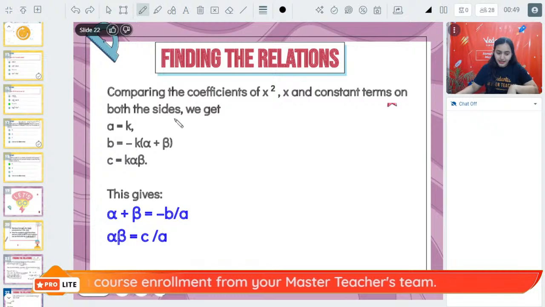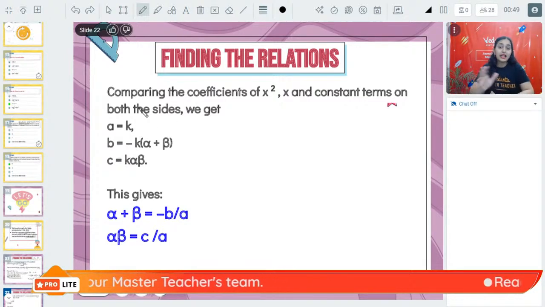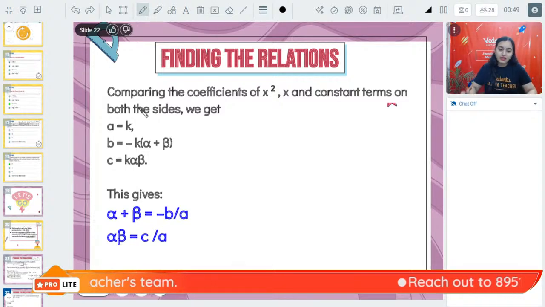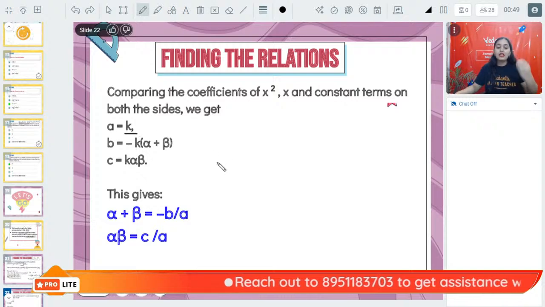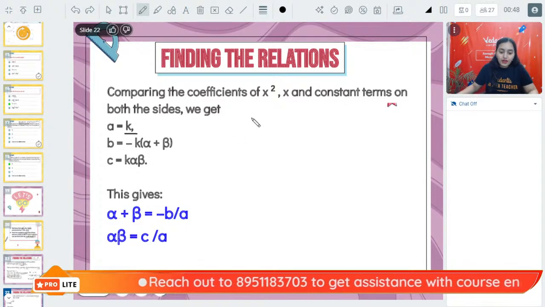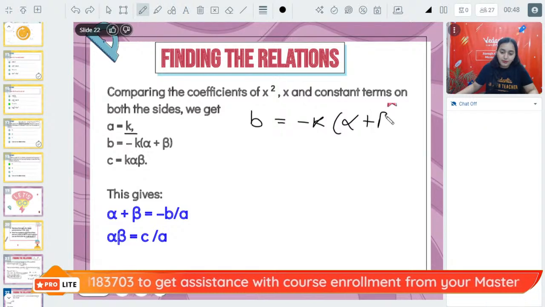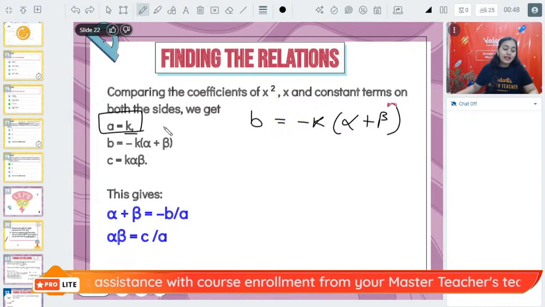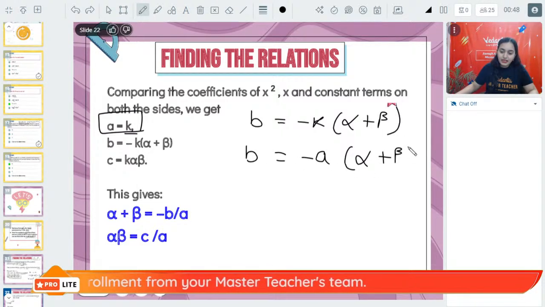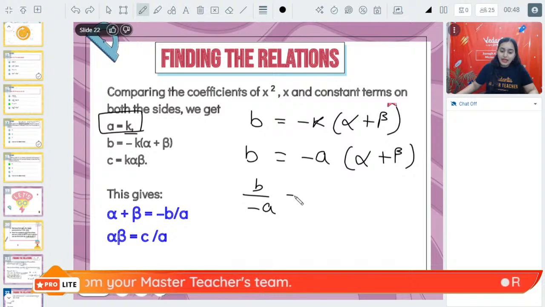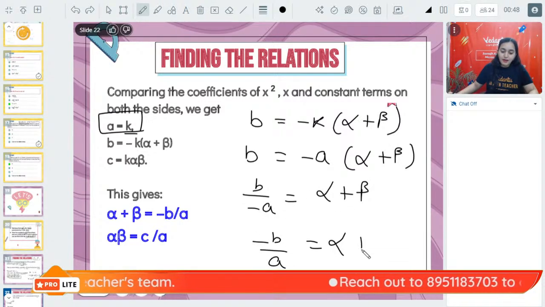Now k is just a constant that I have supposed, and there is no need of k, so I will eliminate k from this equation. Once I eliminate k, I have that b is equal to minus k into alpha plus beta. Now k is nothing but a. So b will be minus a into alpha plus beta. So b upon minus a is alpha plus beta. That means minus b by a is alpha plus beta.